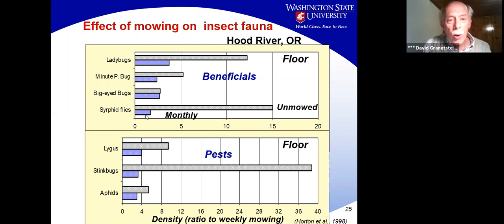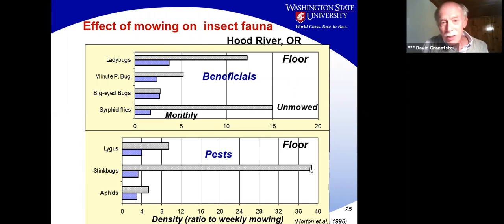So if the weekly mowing was one syrphid fly, then the monthly boosted that to about 2.5, but the unmowed boosted it to 15. So pretty significant increases in ladybugs and syrphids and some of these other ones at a lesser level. But at the same time, the pests also responded. So here's the stink bug, which is a pest, can be a serious pest of pear. It went up by almost 40 times.